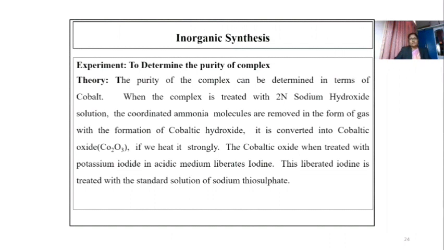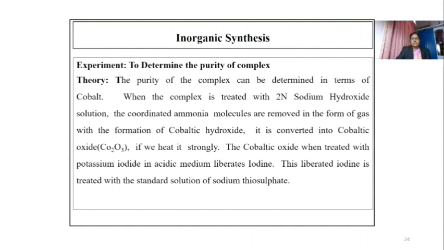The theory of the experiment is: the purity of the complex can be determined in terms of cobalt when the complex is treated with 2 normal sodium hydroxide solution. The coordinated ammonia molecules are removed in the form of gas. With the formation of cobaltic hydroxide, it is converted into cobaltic oxide when heated strongly. The cobaltic oxide, when treated with potassium iodide in acidic medium, liberates iodine. This liberated iodine is titrated with the standard solution of sodium thiosulfate.